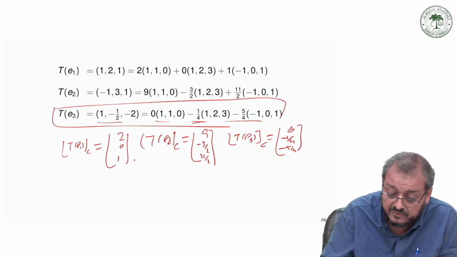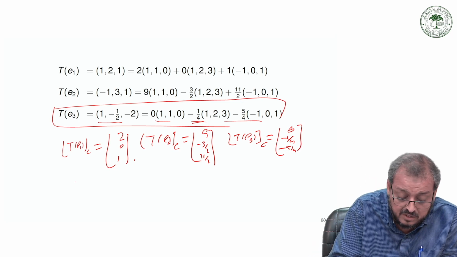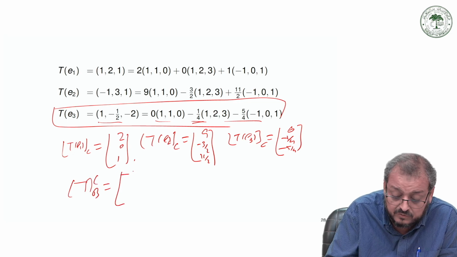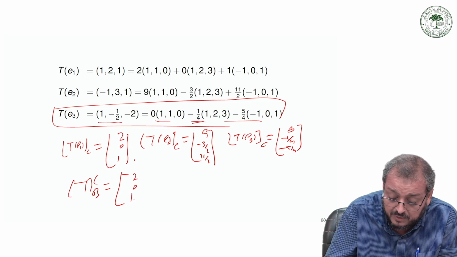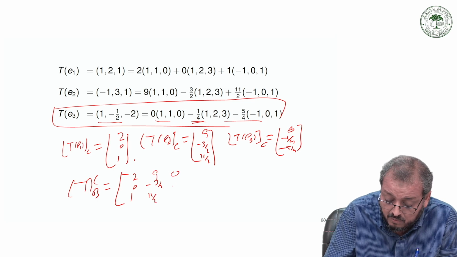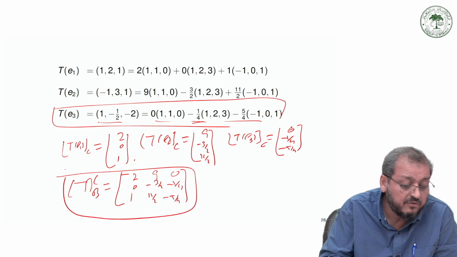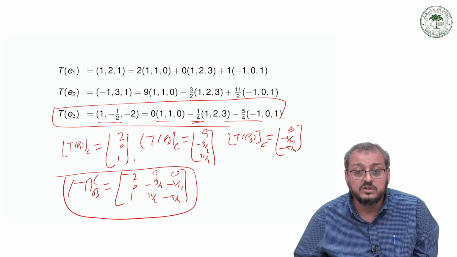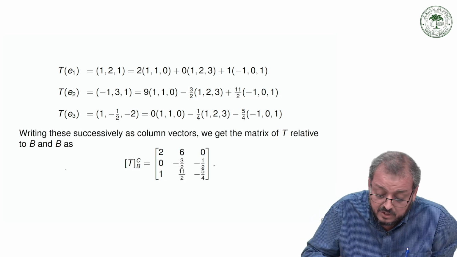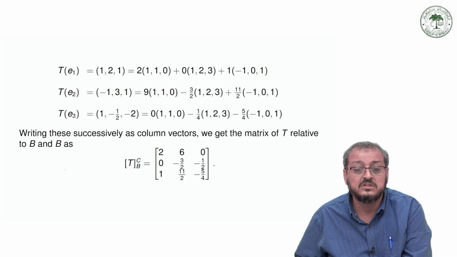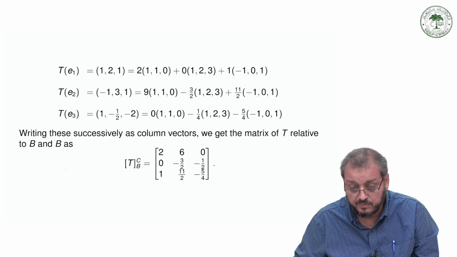and now by this we can say that clearly T of B with respect to C is a matrix of the form 2, 0, 1, 9, minus 3 by 2, 11 by 2, and then 0, minus 1 by 4, minus 5 by 4. So this is the answer we have to get in this form. So this means clearly T of C is equal to this form. This completes the solution of this problem.